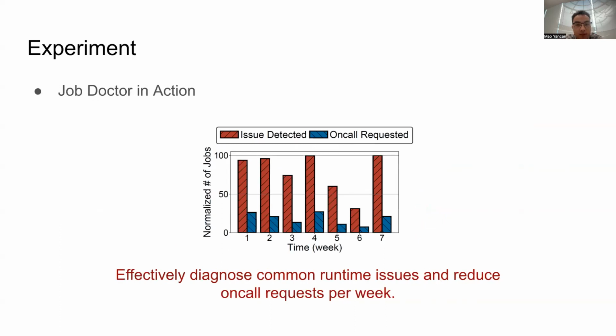The job doctor is widely utilized, with thousands of runtime management requests triggered via the dashboard per day. And we measure the number of escalations requested after users have used the job doctor for runtime issue diagnosis over 7 weeks. The results have shown that the job doctor can help users resolve runtime issues effectively, where the actual number of escalations is up to 4.5 times lower than the number of runtime issues incurred daily.